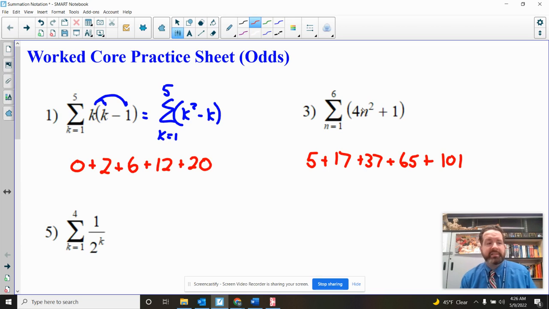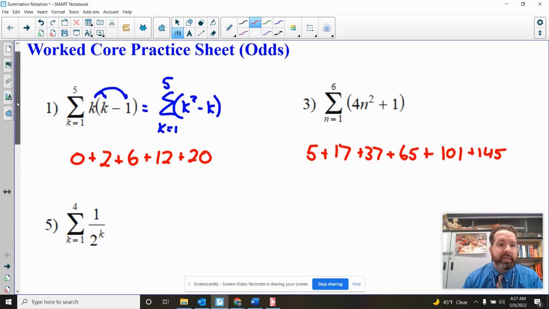And then for 6, here's where I'm going to move over to my calculator. So 6 squared is 36. 36 times 4 is 144, plus 1 is 145. So here is what the series is adding up. This shows that you're able to turn that summation notation into the sum.